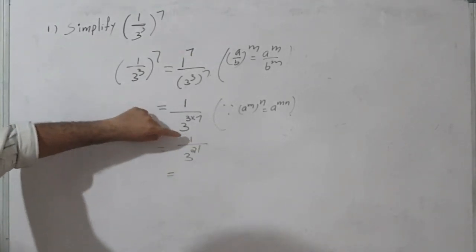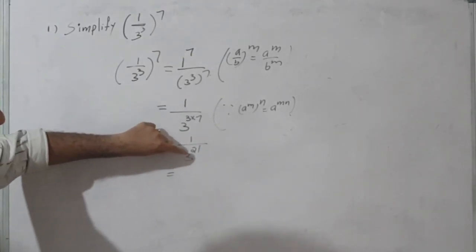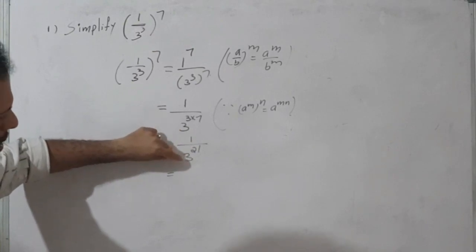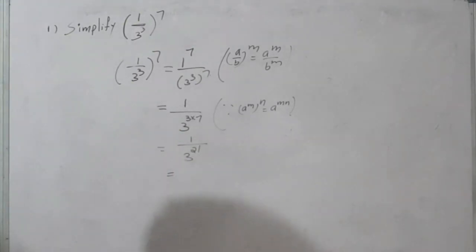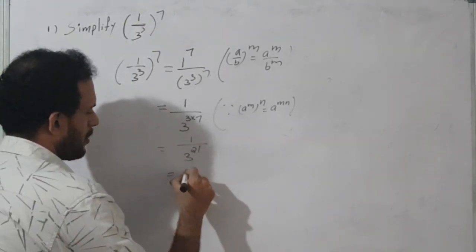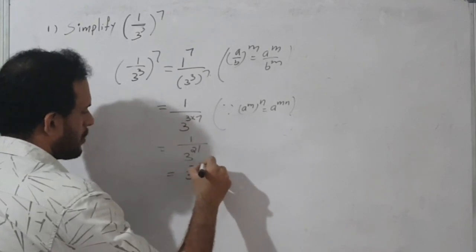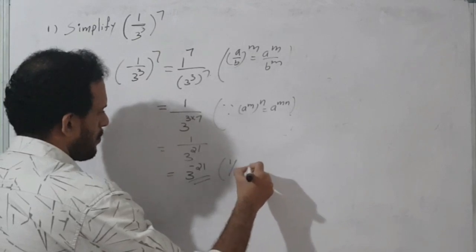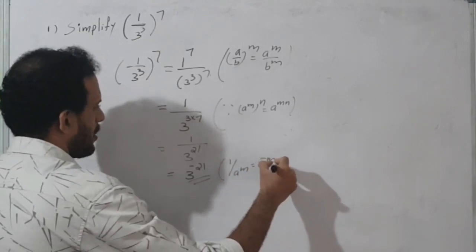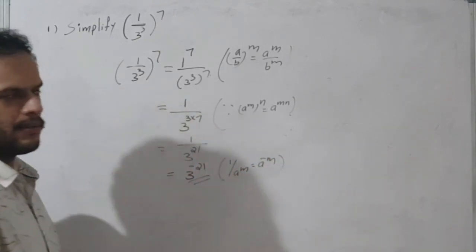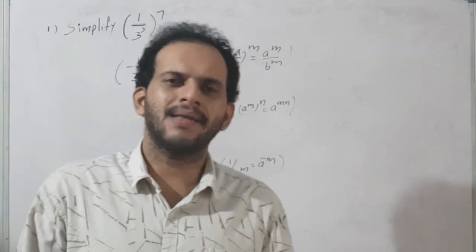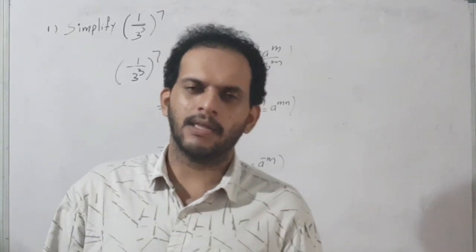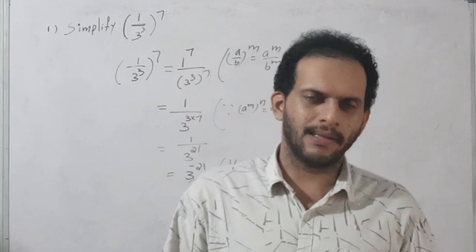Now what is this form? This form is 1 by a raised to m. 1 by a raised to m is equal to a raised to minus m. That is 3 raised to minus 21. The law is 1 by a raised to m is equal to a raised to minus m. Okay? Like this we need to apply the exponential laws for finding the value, for simplifying such questions.